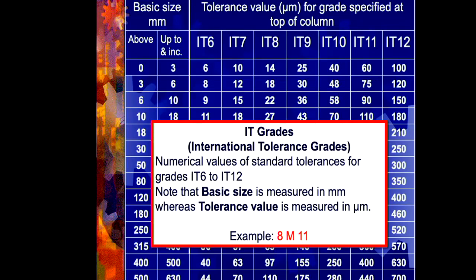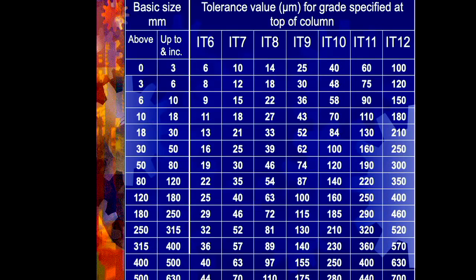Now, I've gone to the trouble to reproduce the table for our IT grade, or International Tolerance Grade, and I'm going to go forward a slide, and the example I'm going to look at is 8, capital M, 11. So there it is, just a whole heap of numbers. Tolerance value in micrometers, please always look up the units for the grade specified at the top of the column. Now that's the grade, IT6 to IT12, and the basic size is here. So we've got ranges of basic size. And one thing, it's less than or equal to.